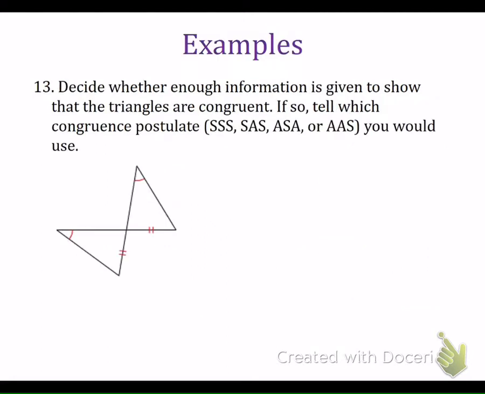All right, number 13. So now we're putting all 4 of them together. We're saying decide whether enough information is given to show that the triangles are congruent. If so, tell which congruent postulate, the 4 we've learned, that you would use. So can I show these triangles are congruent and how? Yes. No. Yes. All right, you say yes, why? Because you put them on top of each other. That's not a reason that we've learned.